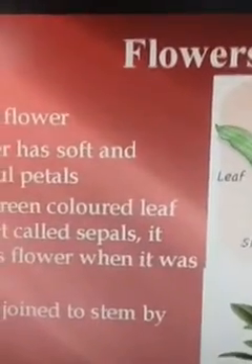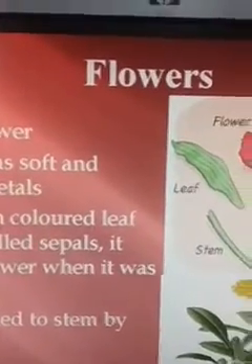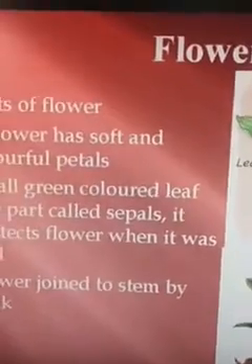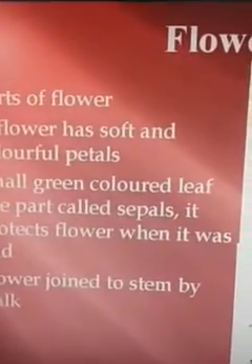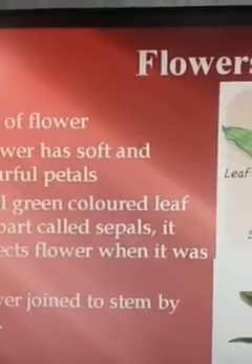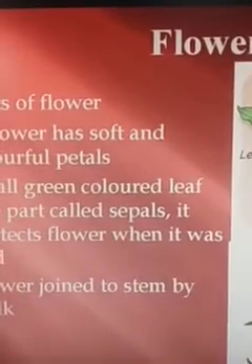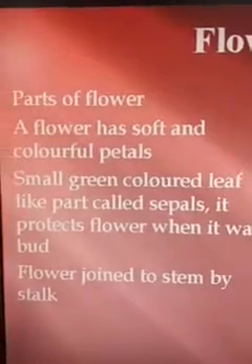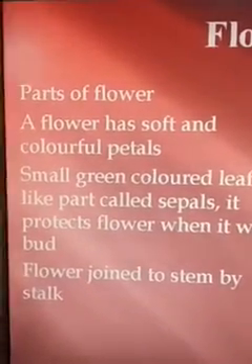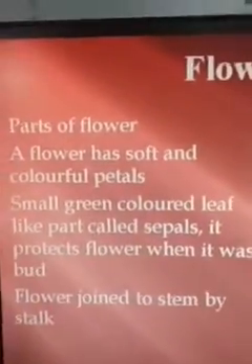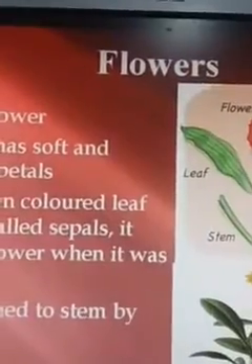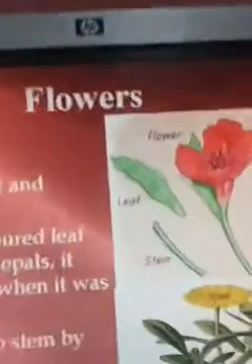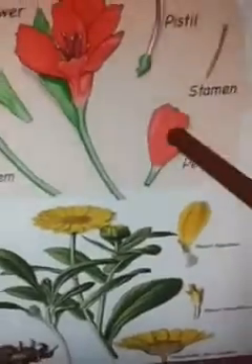As I told you, flowers are of many colors, sizes, shapes and fragrance. So we are going to study the parts of the flower, as we studied the parts of the leaf. A flower has soft, colorful petals. Petals, children. What are petals? See, these are petals.